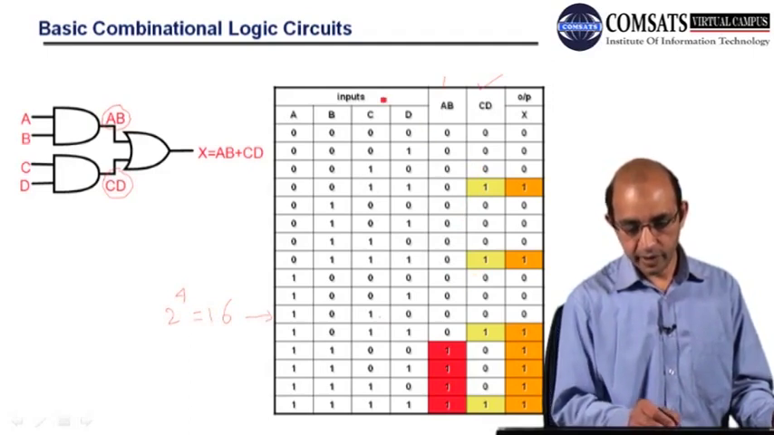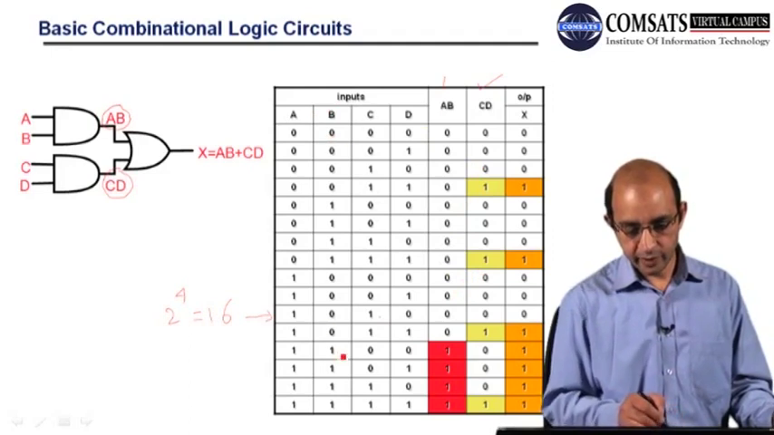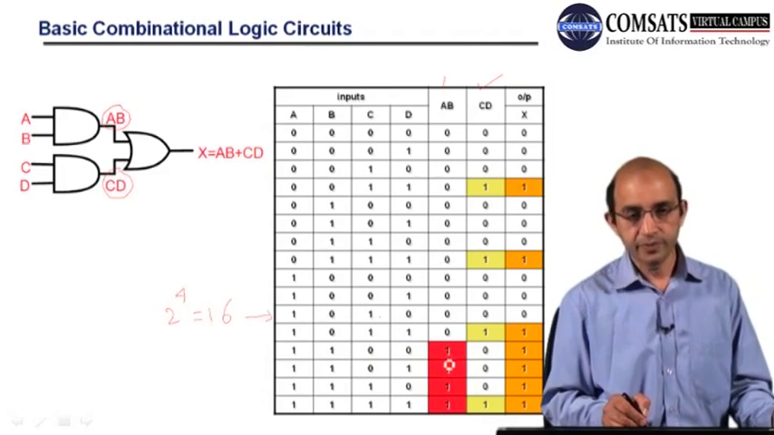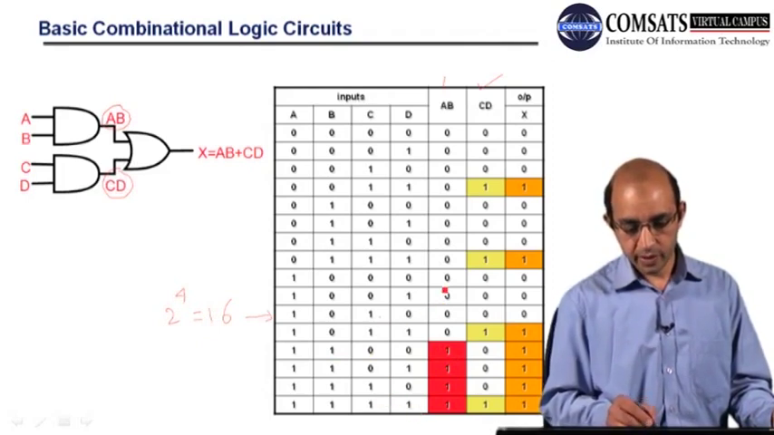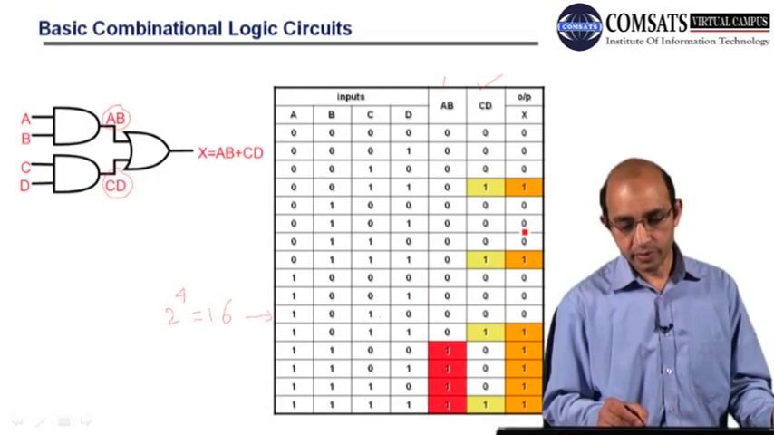For AB, whenever we have both zeros, we will have 1 at AB, because this is the normal AND operation. And if you consider the CD, we have CD 1 1 here, and 1 1 here. So you can see that we have a high over here, and this is the output, right?